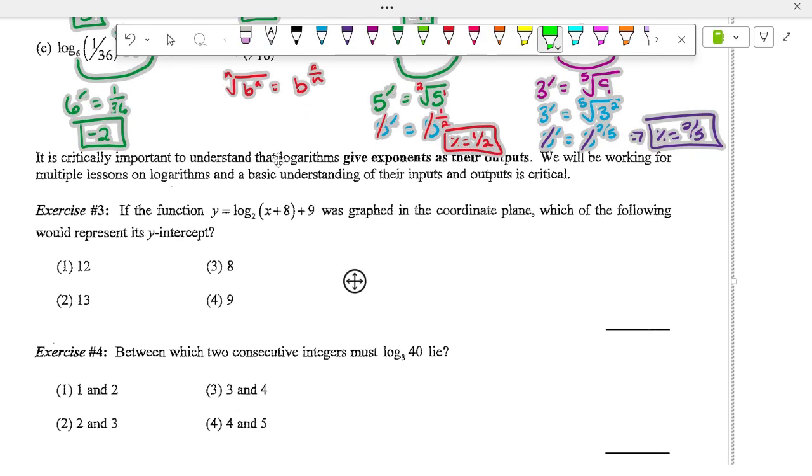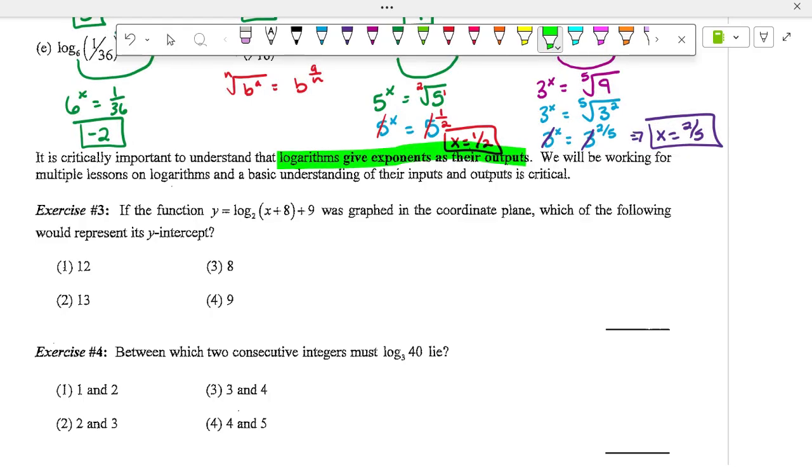Something you need to remember about logarithms is that they give exponents as their outputs. So their y values are actually the exponents. All right. Okay, guys, come on, heads up, or you'll be standing up.